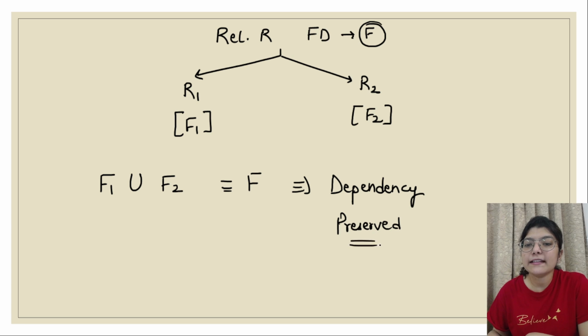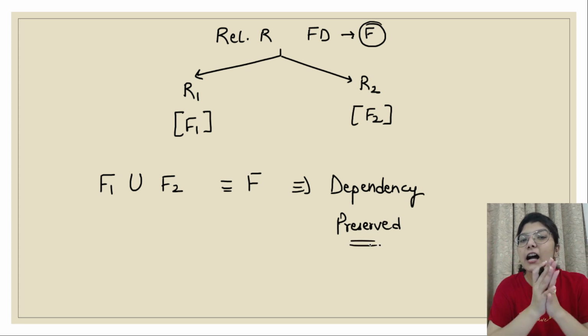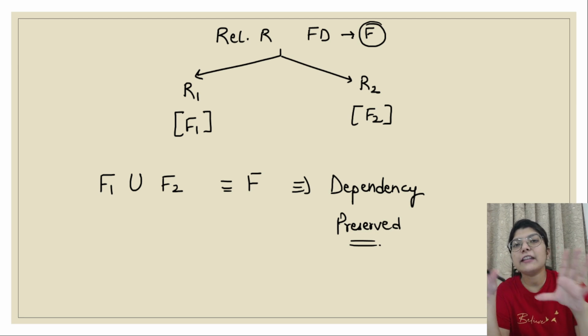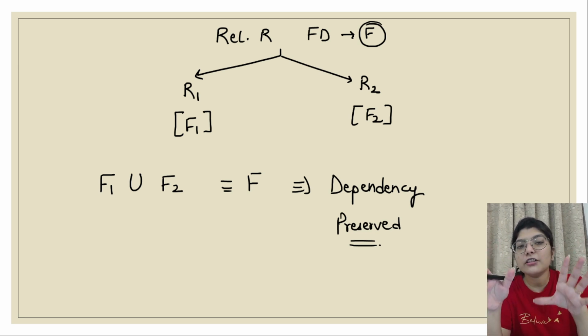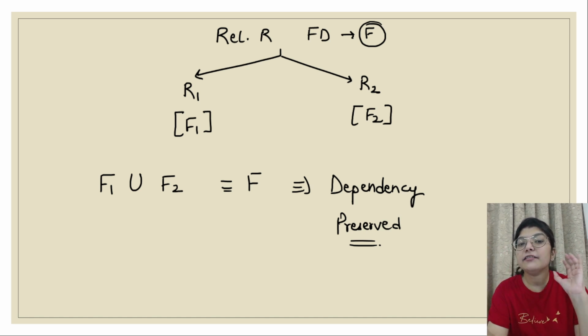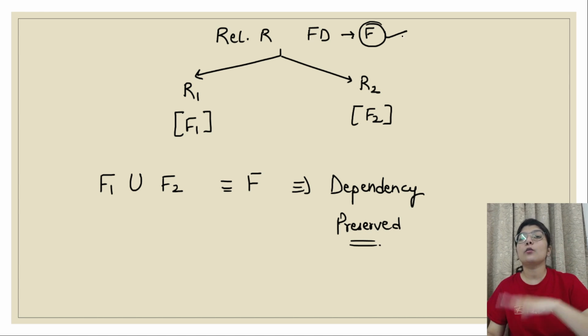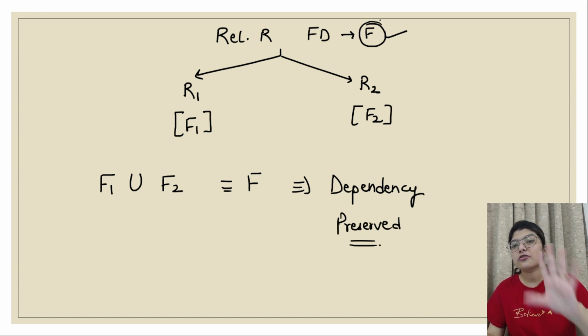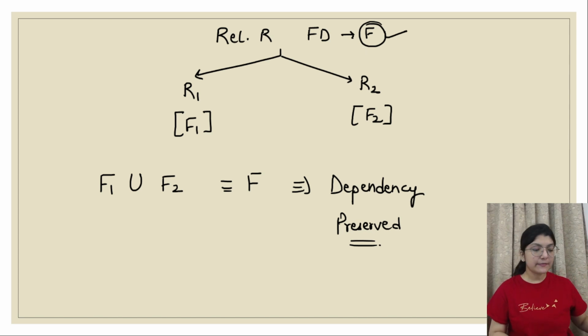So when you say the dependency is preserved, you have a relation R, and in that relation R you have a certain functional dependency set. When you divide your relation into two, those functional dependencies will also be divided. When you take the union of F1 and F2, your result should be the same functional dependency set that was the original one. And if I get the same original set, then I will say that the dependency is preserved. Okay, I'll explain with an example, then you will be able to understand it clearly.